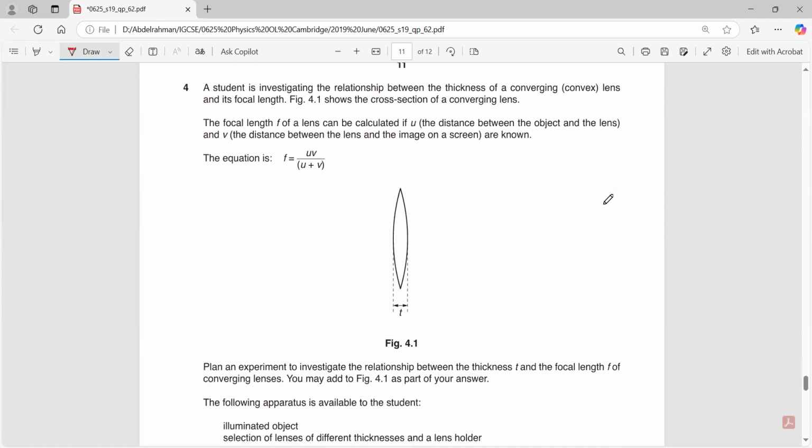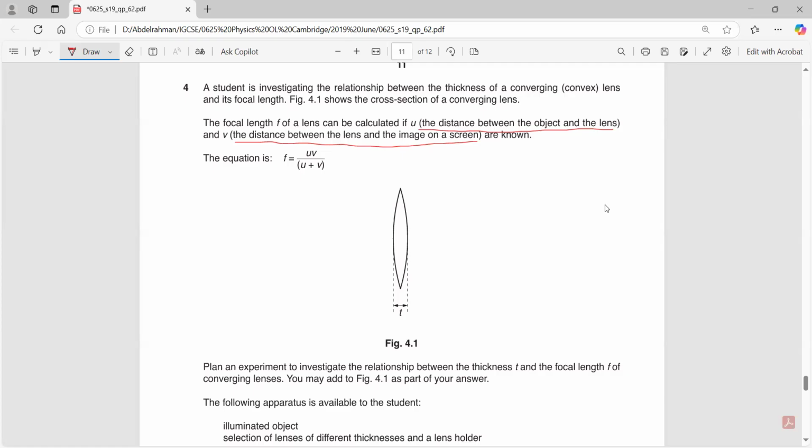Question 4. A student is investigating the relationship between the thickness of a converging lens and its focal length. The focal length is the distance, and you can use this equation to find it: f equals uv over u plus v. What is u and what is v? U is the distance between the object and the lens. V is the distance between the lens and the image on a screen. So you can measure u, then measure v, and then find f.